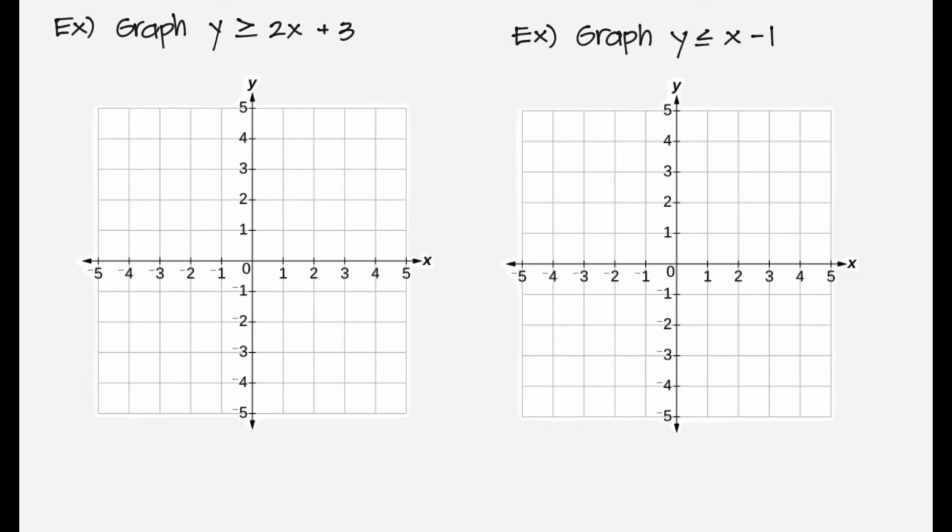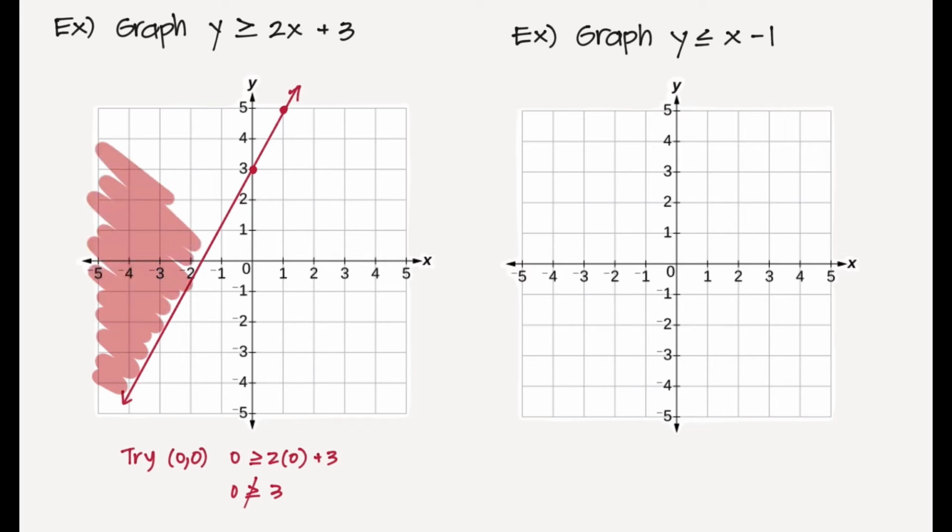So let's practice. Let's graph y is greater than or equal to 2x plus 3. So I'm going to plot 3 on the y-axis and go up 2 and over 1. And since it's greater than or equal to, I'm going to draw a solid line going through my 2 points. And then I'm going to determine what side to shade. So I'm going to pick that test point (0, 0), and let's plug it in. So 0, is that greater than or equal to 2 times 0 plus 3? Well, that's just 3. So 0 is not greater than or equal to 3, so I'm not going to shade the side with (0, 0). I'm going to shade the whole opposite side.